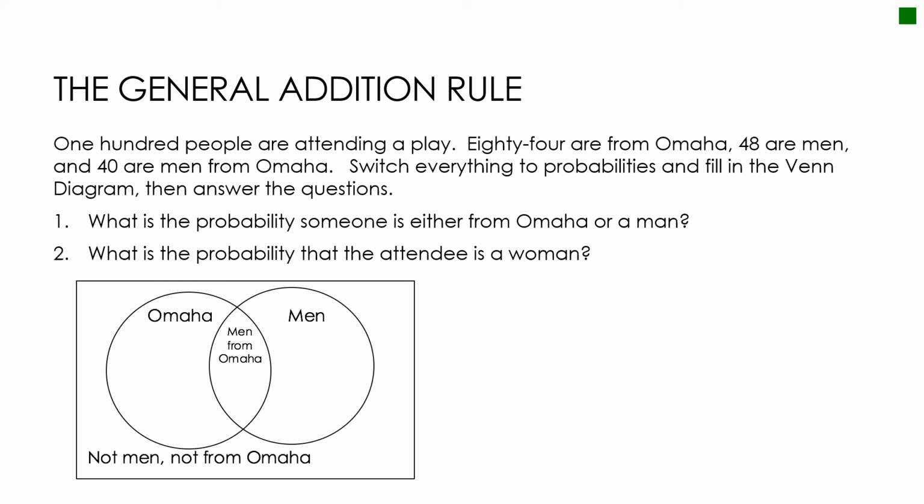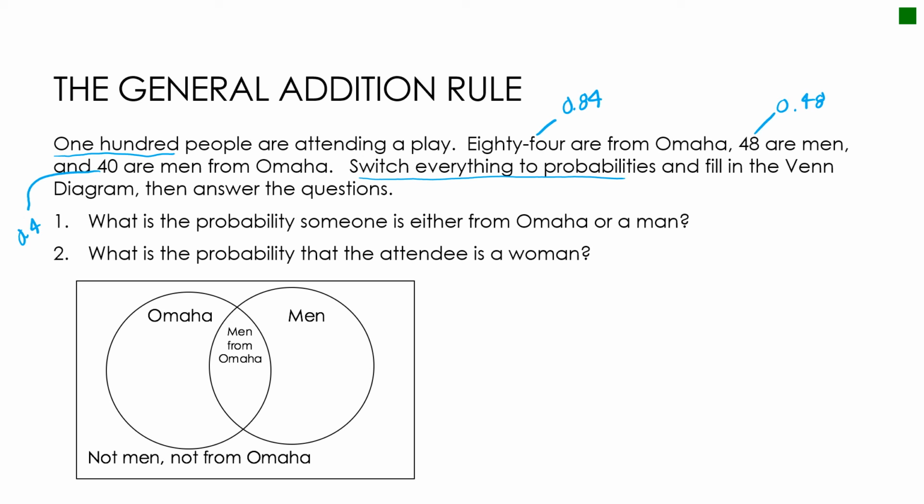So let's take a look at a question here. We have 100 people attending a play. And of course I used 100 because this is going to make it really easy for me to turn anything into a percentage. It says 84 are from Omaha. So again, I'm just going to write that as 84% are from Omaha. 48 are men, so that's 0.48. And 40, or 0.4, are men from Omaha. So I've already done this. I've already switched everything to probabilities. And then I want to fill in the diagram to answer the questions.